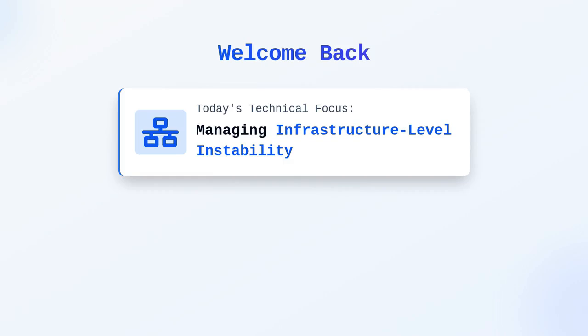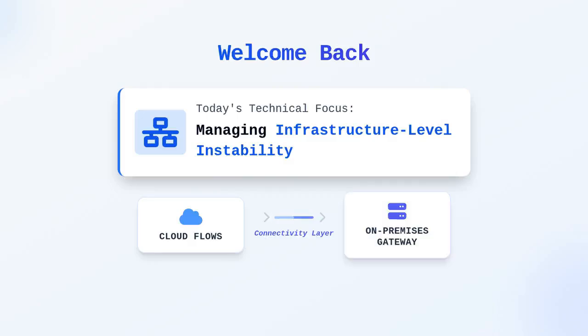Welcome back. Today we examine the technical strategies required to manage infrastructure-level instability when your cloud flows depend on on-premises gateway connectivity.